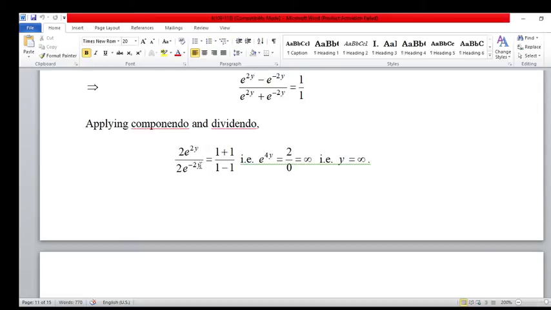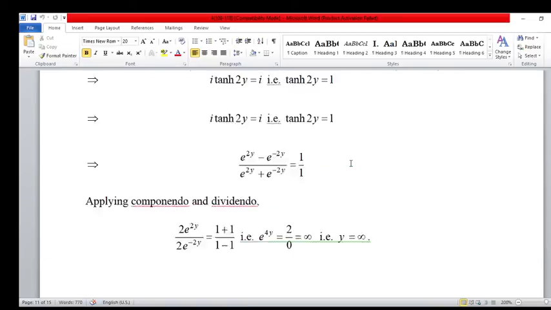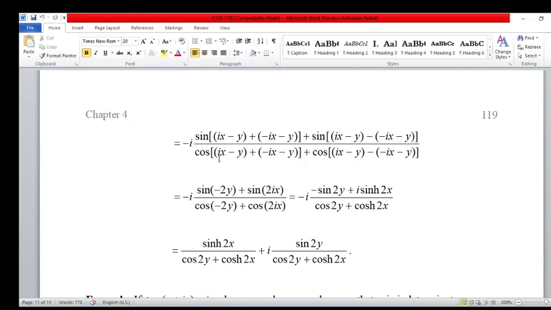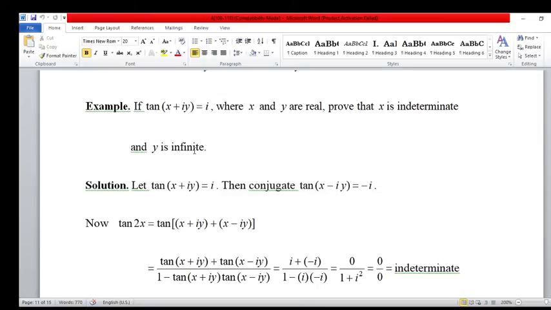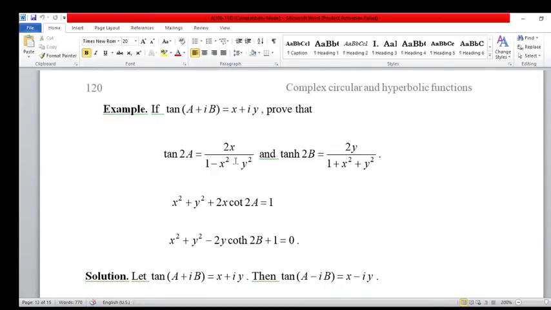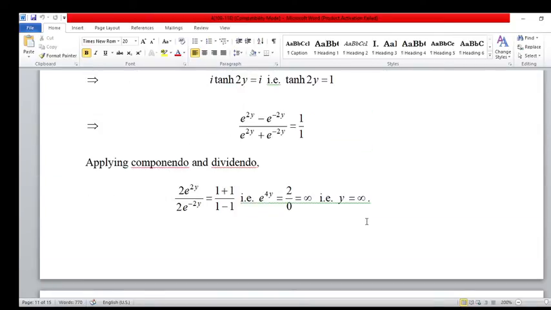upon twice e raised to the power minus twice y, 1 plus 1 upon 1 minus 1, and 2 upon 0 means infinity. So the value of y is again infinity. So second result is again over, y is infinity. So this type, this y is infinity.